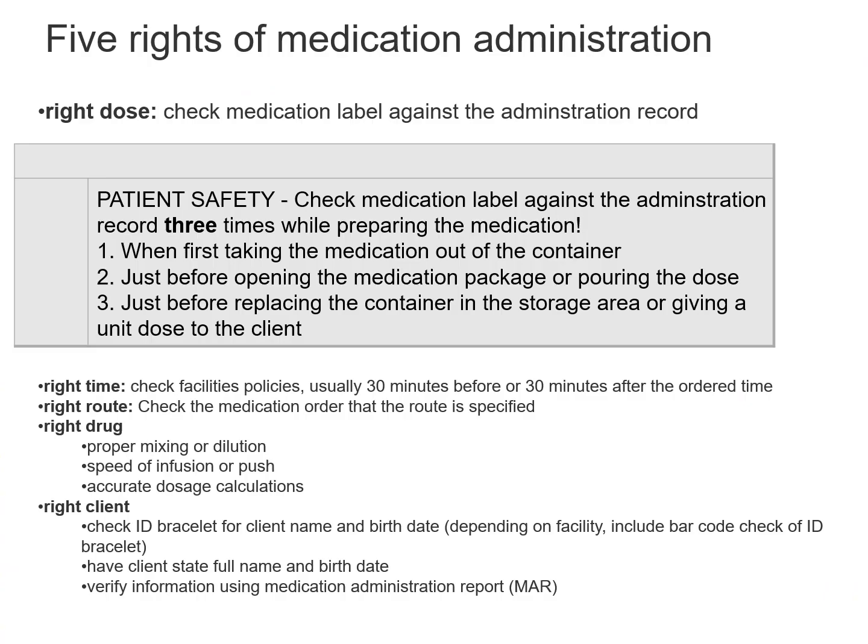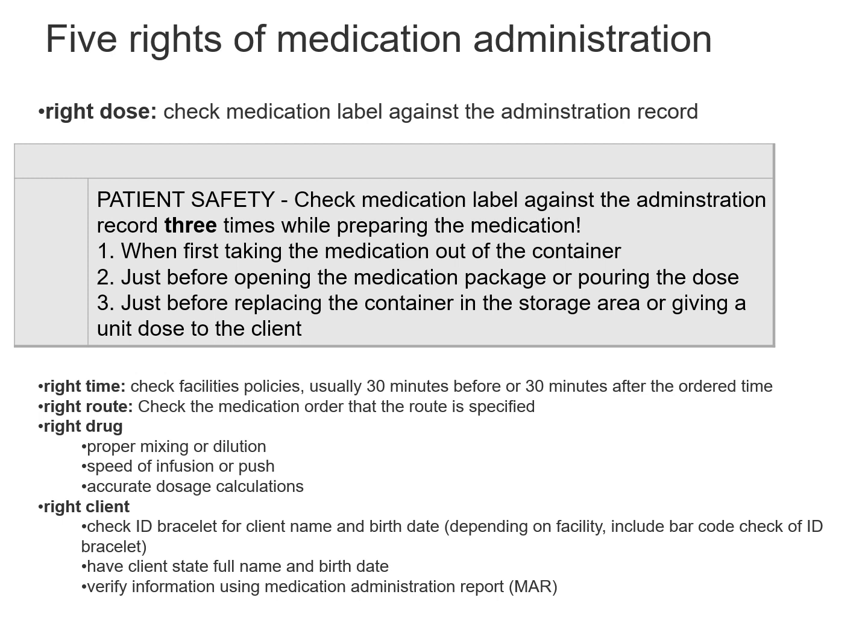So again, you'll see there's some slight variation, 5 rights, 6 rights. But again, most important rights, right? So the 5 rights of medication administration: right dose. Always check the medication label against the medication administration record, right? So again, for patient safety, check the medication label against the administration record 3 times while preparing the medication. The first time when first taking the medication out of the container, the second time just before opening the medication package or pouring the dose, and the third time just before replacing the container in the storage area or giving a unit dose to the client.